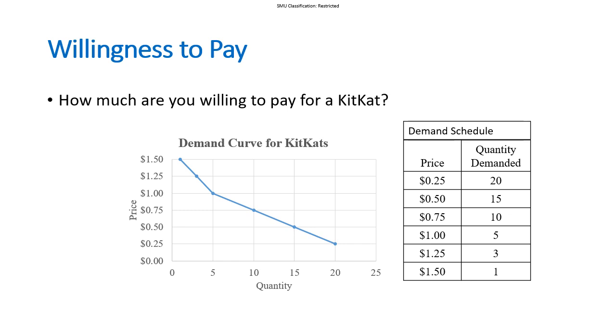The vertical axis of the diagram represents price. The horizontal axis, quantity. As price decreases, the quantity demanded increases, showing a downward sloping demand curve in the diagram. This negative relationship between price and quantity demanded is also shown in the table.